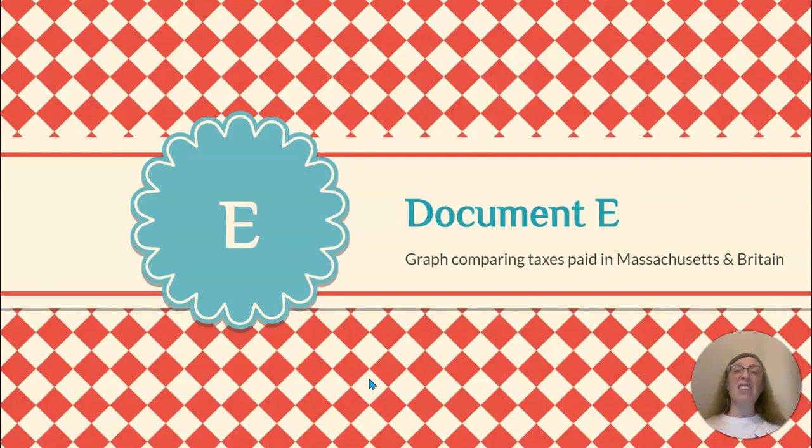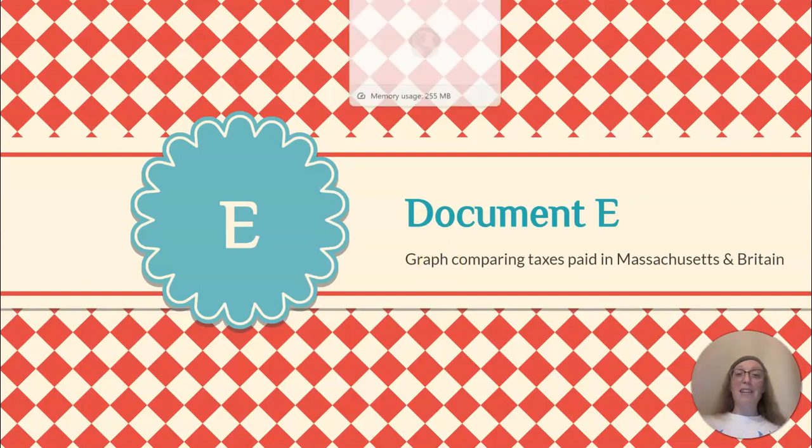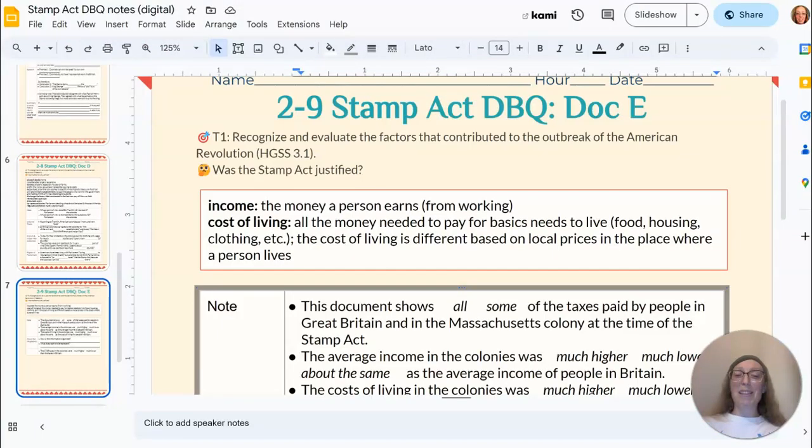So before we get to looking at the document at all, don't cheat and look ahead. What do you predict? Based on what you've heard so far from the colonists and from the Parliament, do you think taxes in Massachusetts, or the colonies, and in Britain are about the same? Do you think Massachusetts pays a lot more taxes? Or do you think Britain pays a lot more taxes? So now we're going to take a look at the notes before we go to the document, because the document's a big spoiler when you look at it.